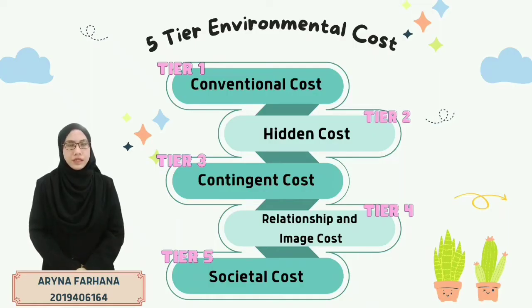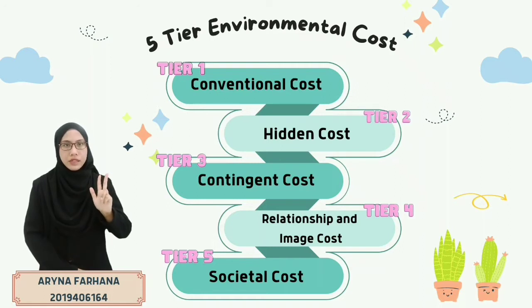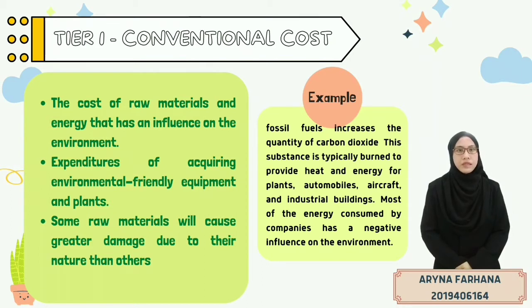Now, I will proceed with the tiers of environmental costs. There are 5 tiers of environmental costs, which are conventional costs, hidden costs, contingent costs, relationship and image costs, and lastly societal costs. Begin with the conventional costs. It is the cost of raw materials and energy that has an influence on the environment. These include the expenditures of acquiring environmentally friendly equipment and plants. However, some raw materials will cause greater damage due to their nature than others. For example, using fossil fuels increases the quantity of carbon dioxide in the atmosphere. This substance is typically burned to provide heat and energy for plants, automobiles, aircraft, and industrial buildings. Most of the energy consumed by companies has a negative influence on the environment.